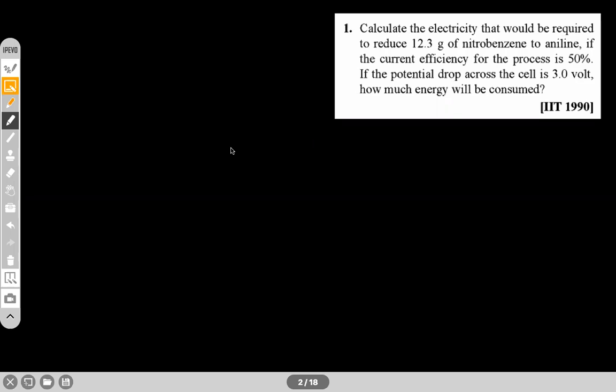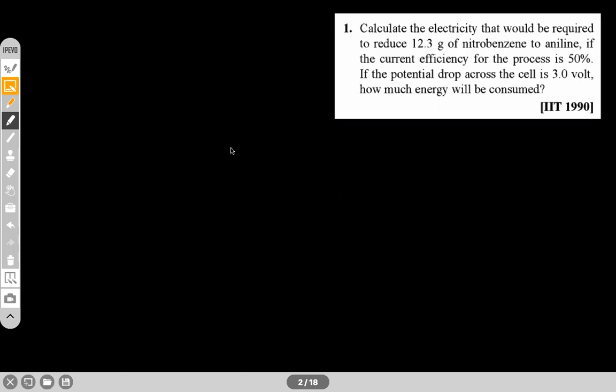Here in this session, we are going to discuss some problems of IIT JEE. These are subjective problems, okay, which have been asked in previous year exams. As you can see, it is IIT 1990. The topic we have picked up today is electrochemistry, right? So here in this session, we are going to discuss some problems which have been asked in the JEE exam on electrochemistry.